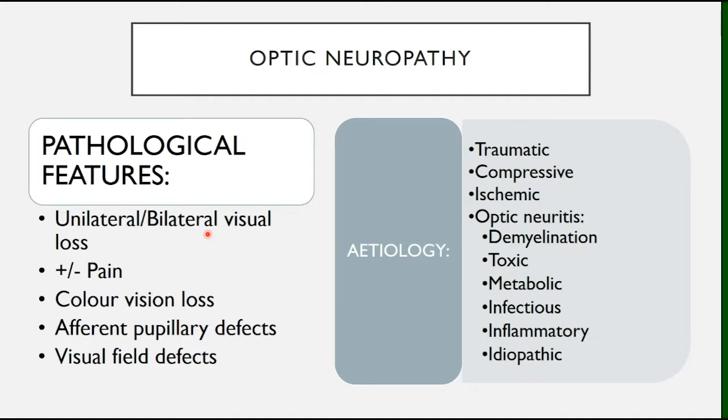So we'll talk a bit about optic neuropathy, where there is unilateral or bilateral visual loss. If there is pain, it is usually specific for optic neuritis, which you get with things like multiple sclerosis. And color vision loss is actually very important. There are also afferent pupillary defects. I think we have described the loop of the afferent defects, so I won't go back into that. And you'll have visual field defects. We'll have a whole chart about visual field defects.